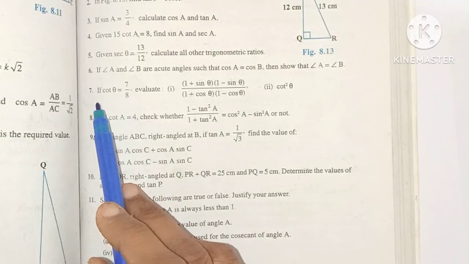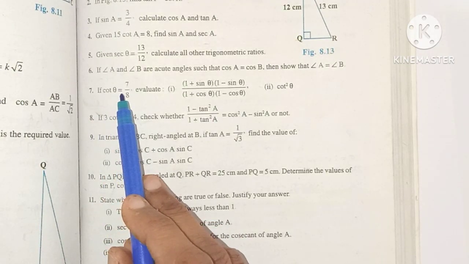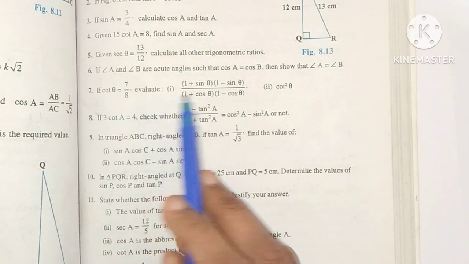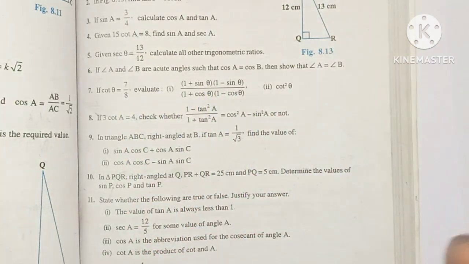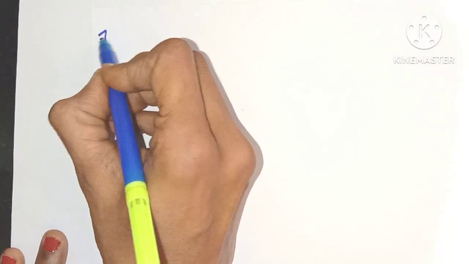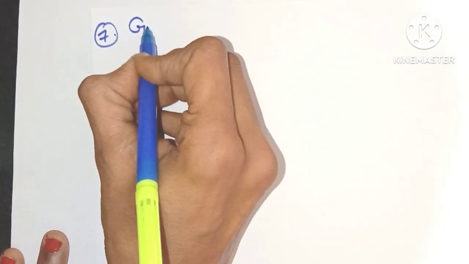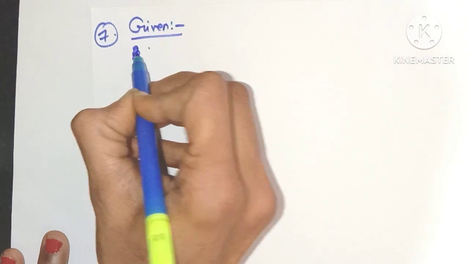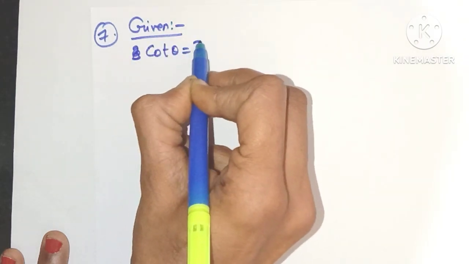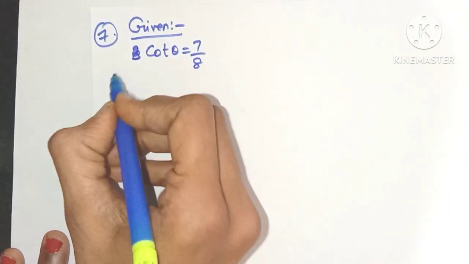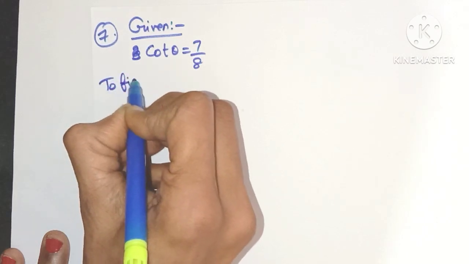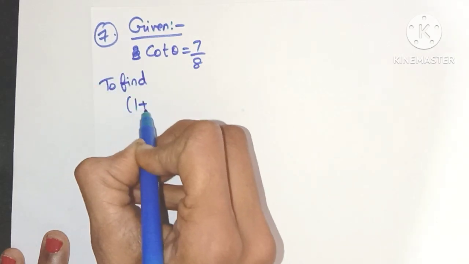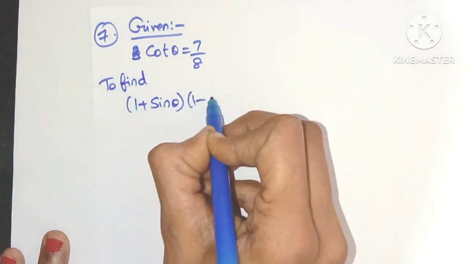So here is the seventh question. If cot theta is equal to 7 by 8, you have to evaluate these two expressions. So let's start one by one. So let's write what is given to us. So the given data is that cot theta is equal to 7 by 8. This is what is given. We have to find the value of this expression. So let me copy it down.